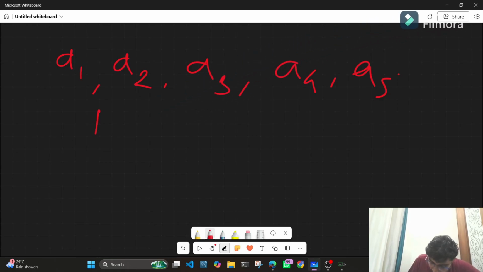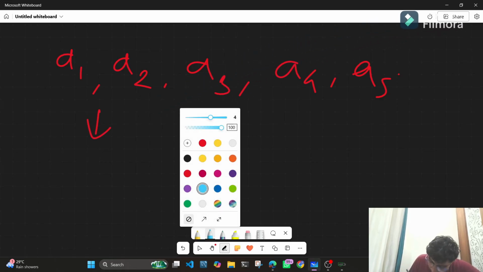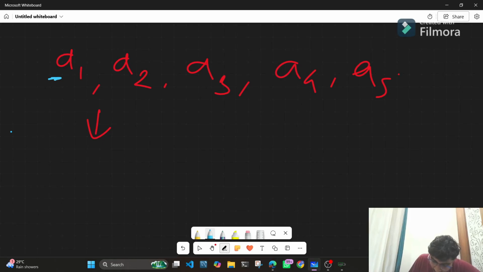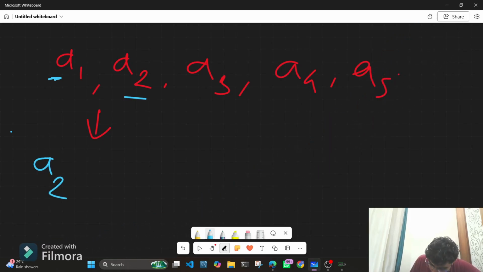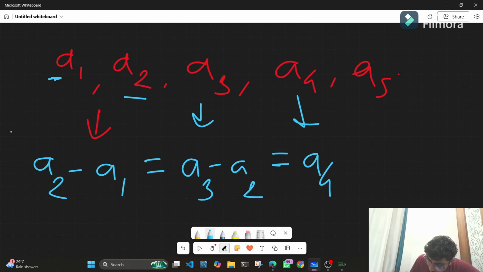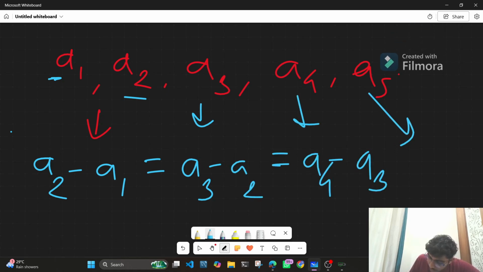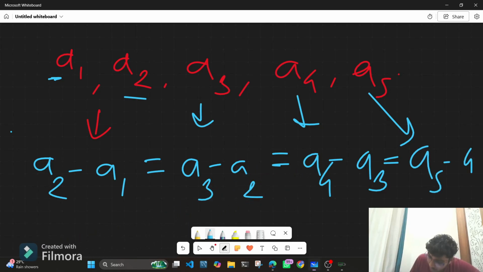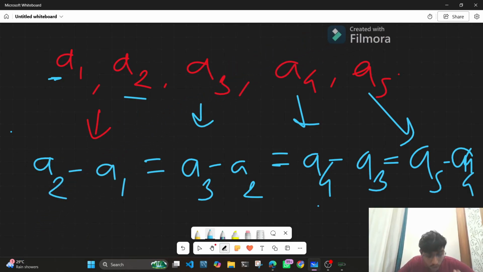So basically, here we don't have a previous number for the first term, so we need to start with A2. So here A2 minus A1 is the common difference, right? That can be equated with A3 minus A2, which is equal to A4 minus A3, equal to A5 minus A4. That shows us that the common difference is constant and it does not change.